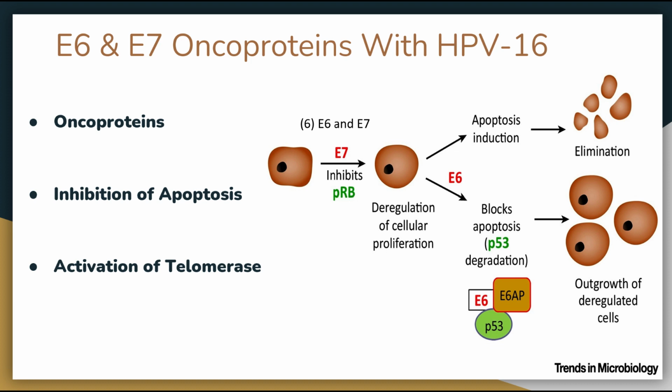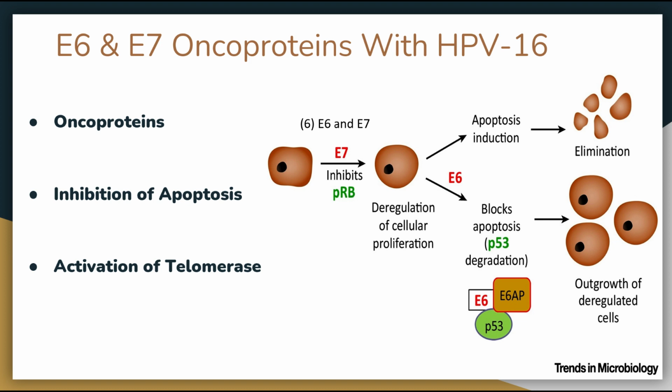E6 and E7 oncoproteins with HPV 16. Oncoproteins are proteins encoded by an oncogene, which can cause the transformation of a cell into a tumor if introduced into it. A prime example of this would be the E6 and E7 oncoproteins.